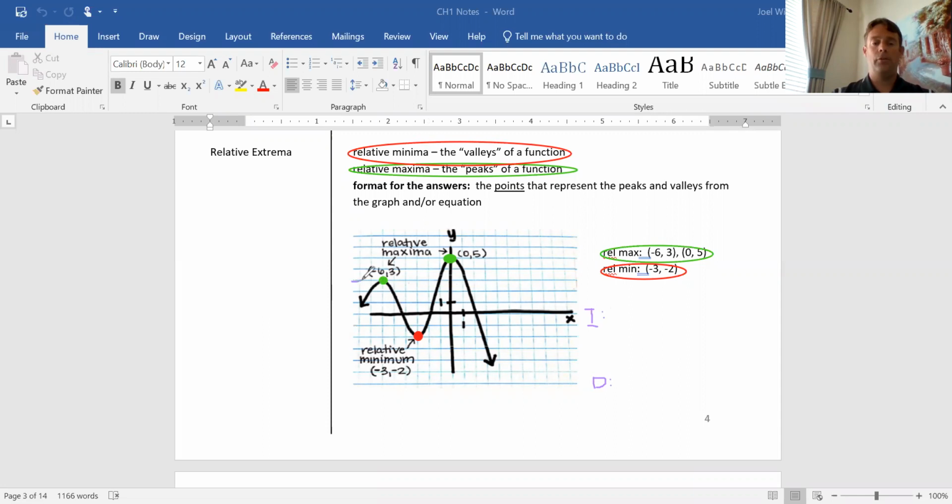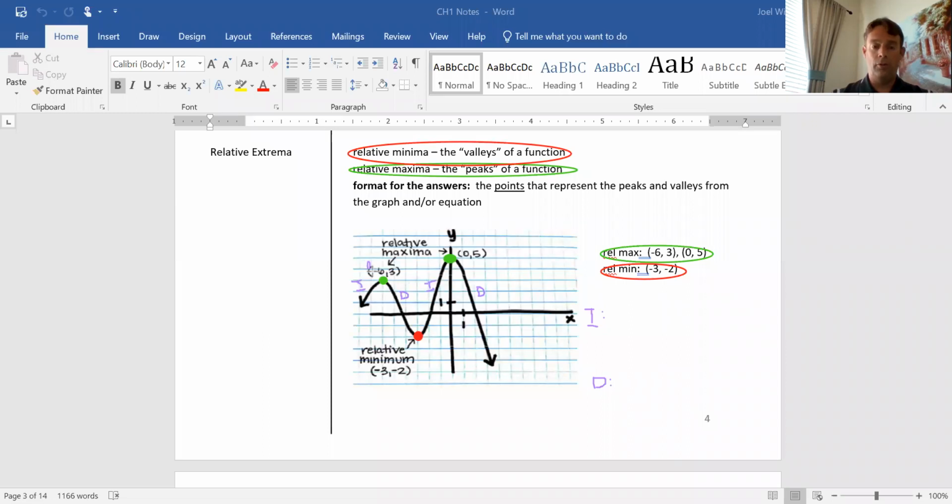Right, so here we go. The graph is increasing here and decreasing here. From here it is increasing, and here it is decreasing. Notice the relative maximums always exist when the graph goes from increasing to decreasing. A relative minimum is when it goes from decreasing to increasing.